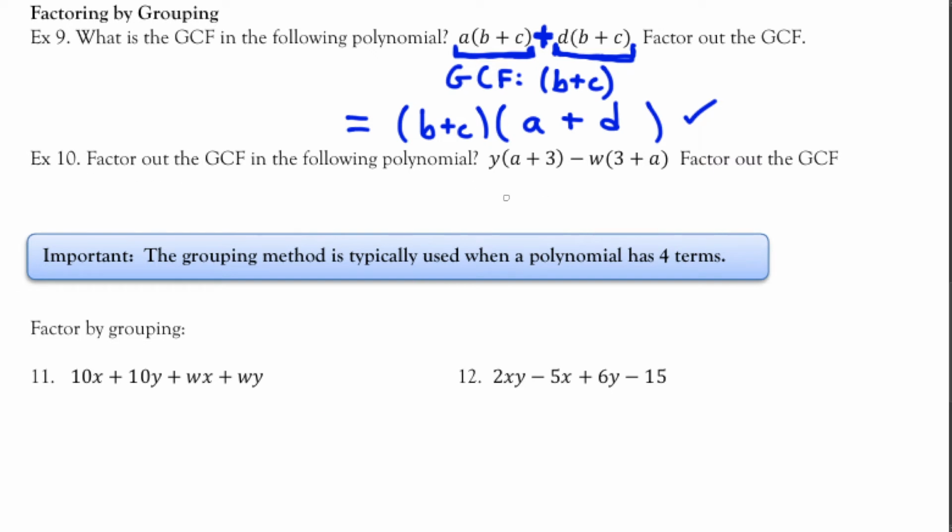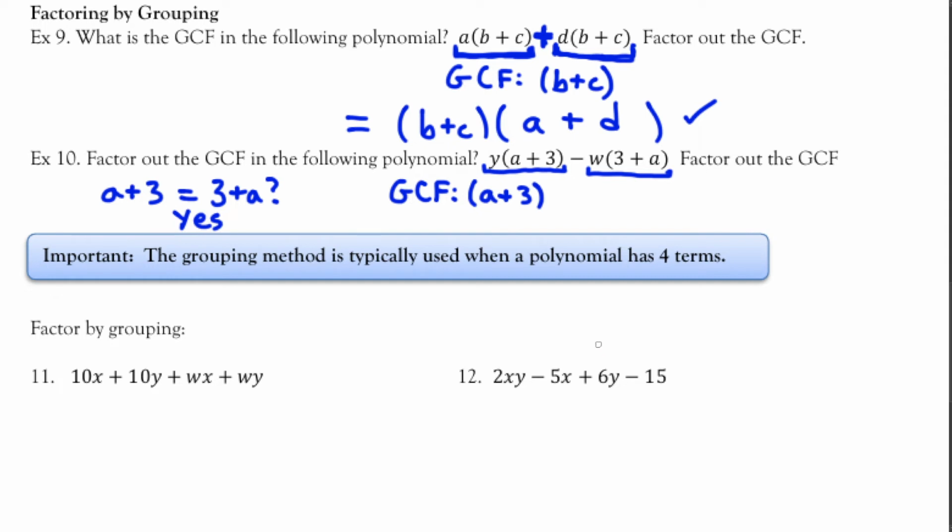Let's look at number 10. Number 10, I'm again going to split this into 2 groups and say, what do they have in common? Well, the first one has a plus 3, and the second one has 3 plus a. Those look a little different. Is a plus 3 the same thing as 3 plus a? Yes. Those are equal. So that's a common factor. So I will say the greatest common factor is a plus 3.